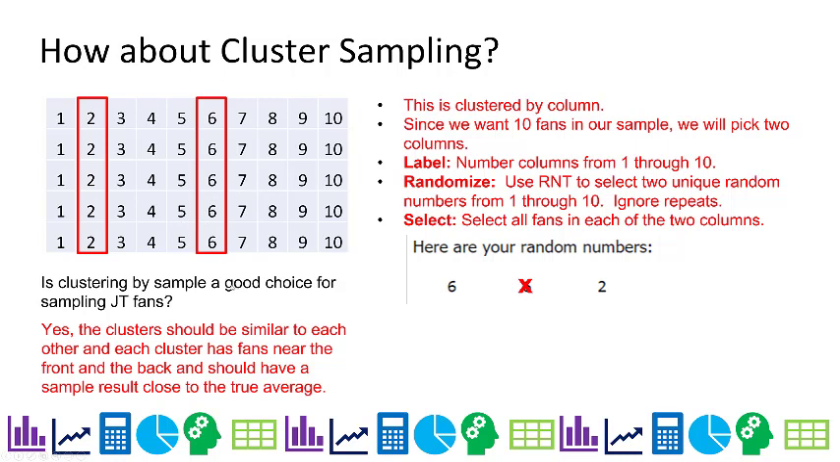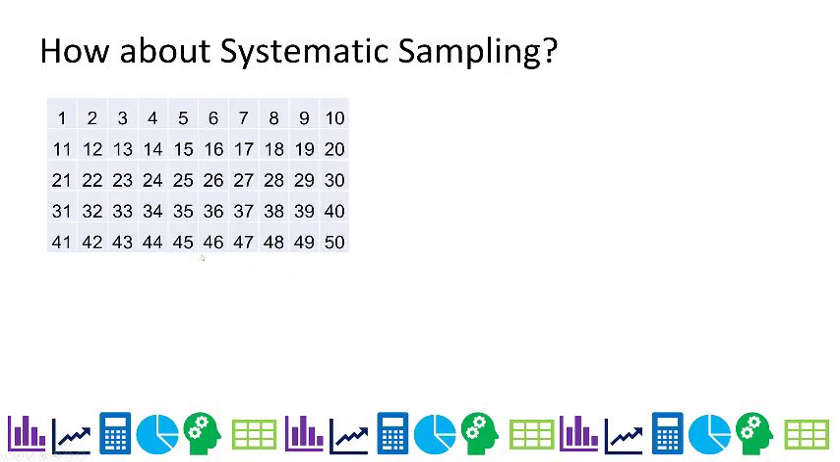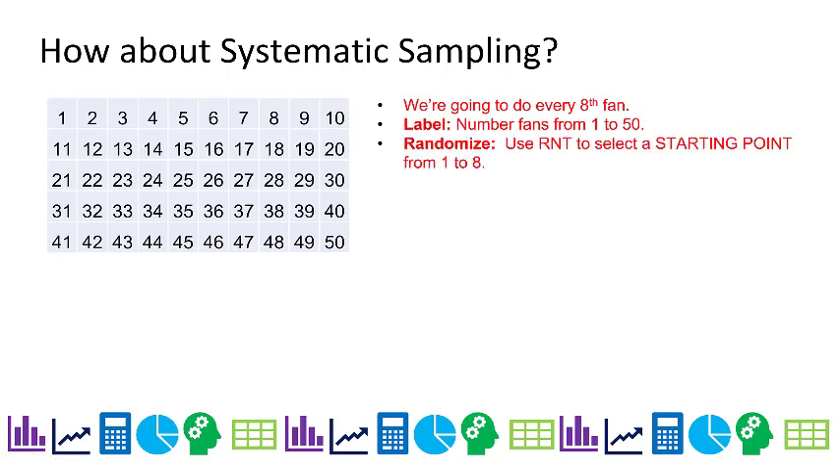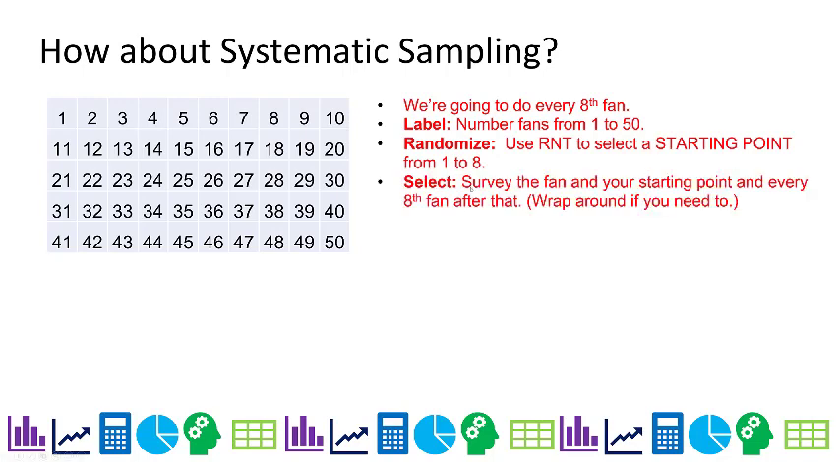All right, there's one other method called systematic sampling. In this case, the applet sets it at every 8th fan. Normally, you can pick it to be every 10th, every 20th, every 50th if you want, right? But we're going to do every 8th. And so that means I'm going to label my fans from 1 to 50. And I'm going to use a random number generator or table to select my starting point. Then I'm going to select that fan as the starting point, and every 8th fan after that. Wrap around if you need to.